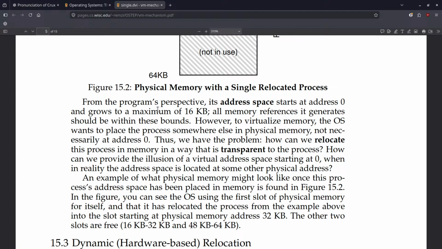An example of what physical memory might look like. Okay, process is in figure 15.2. In the figure, you can see the OS using the first slot of physical memory for itself, and it has relocated the process from the example above into the slot starting at a physical memory address. The other two slots are free.